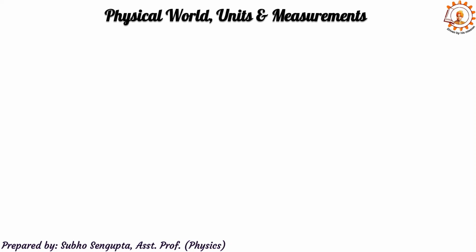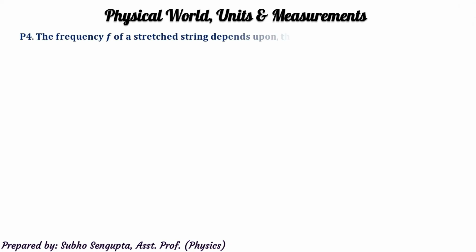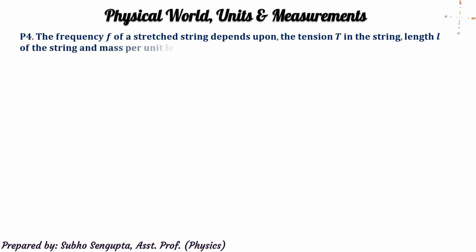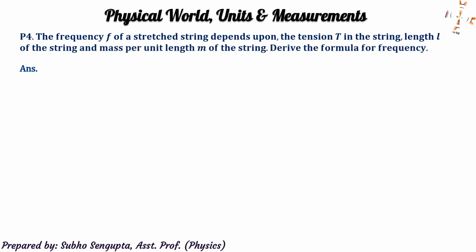In our fourth problem, the dependence of the frequency, denoted by small f, of a stretched string on three physical quantities is given. We need to relate f with these quantities. This is the final application of the dimensional analysis, in which we derive a relation among the given physical quantities. The physical quantities cited in the problem are tension in the string, denoted by capital T, length of the string, denoted by small l, and mass per unit length of the string, denoted by small m.